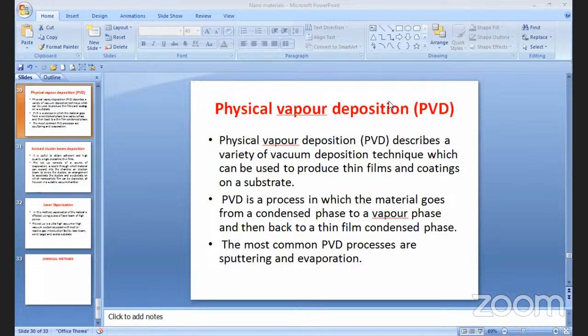So this is about the methods in order to make nanoparticles. In the next class, we'll see about other methods.